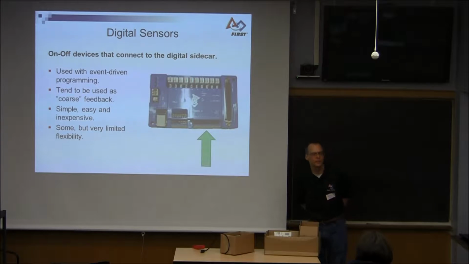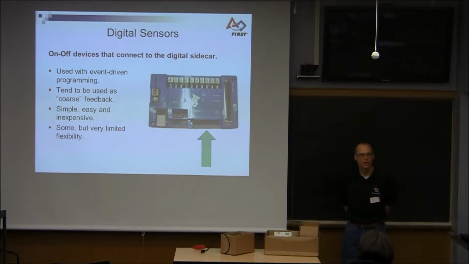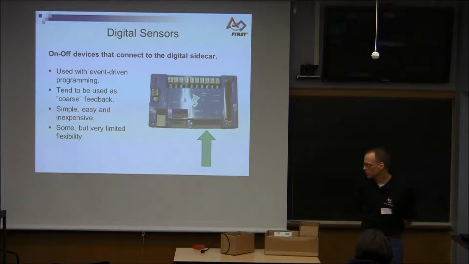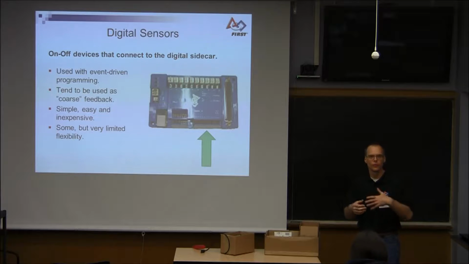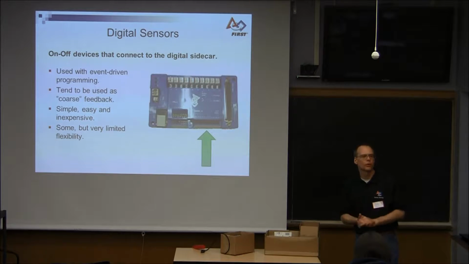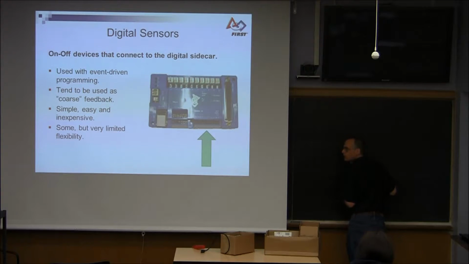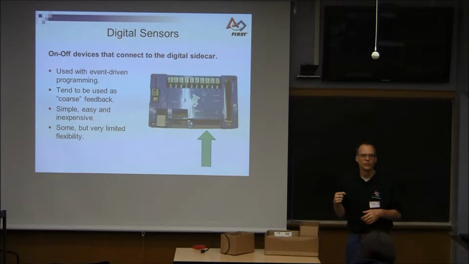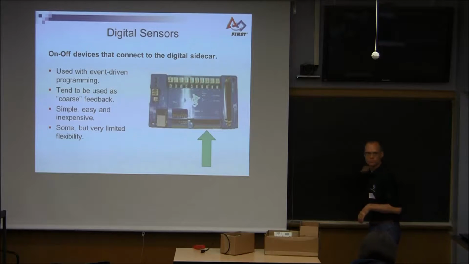And we say that digital sensors are used for event-driven programming. What does that mean? I think the best way to describe that is when we teach the basics of programming to the Lego League kids, one of the first things we teach them is how to put a limit switch on the front of the robot, and we have them drive the robot until it hits the wall, and then it stops, and then make them back up and turn around or something like that. And the event is it hits the wall.